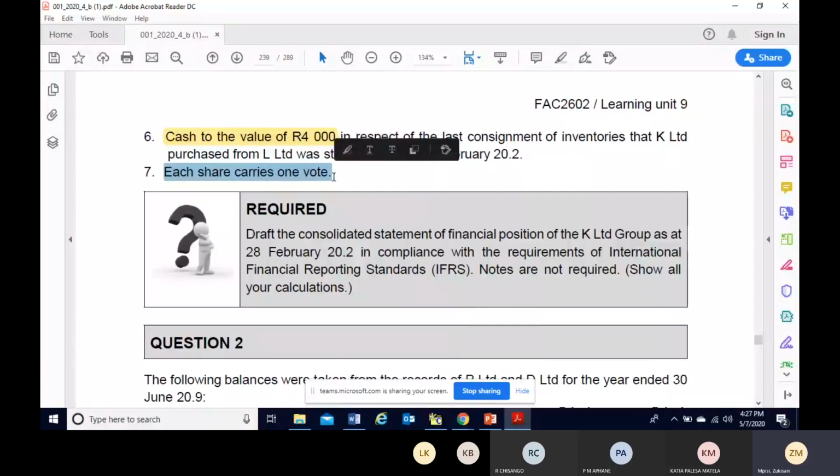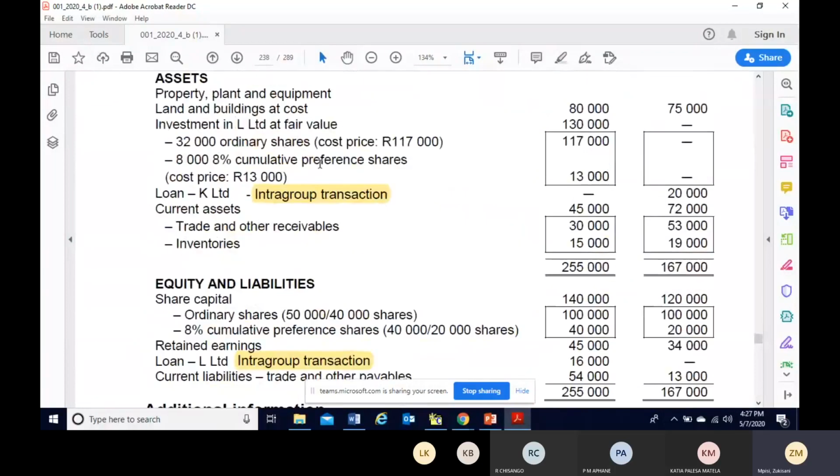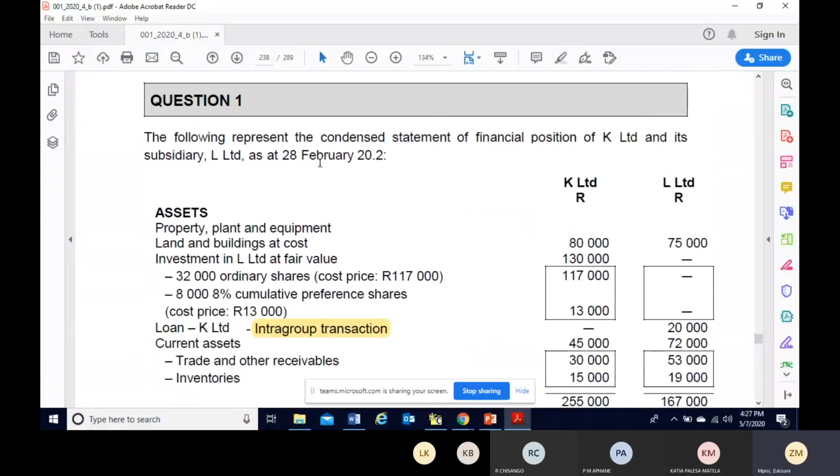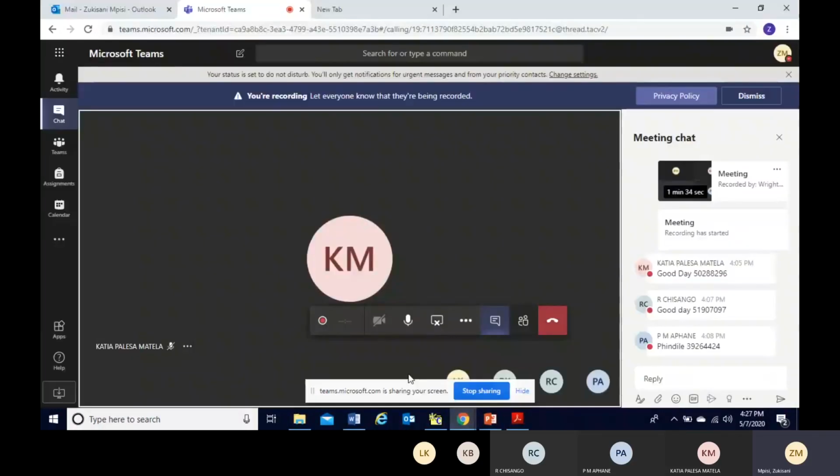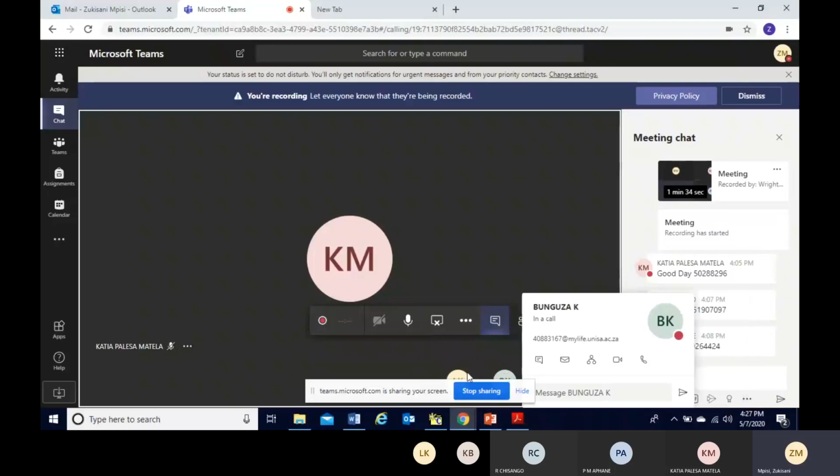You are told that each share carries 1 vote, and therefore we have to draft the consolidated financial statements. So we'll do analysis of equity, and then eventually we'll do pro forma journal entries, and then we'll do the statement of financial position. Pro forma journal entries are just meant to help you understand this further, making sure that you are in full understanding.